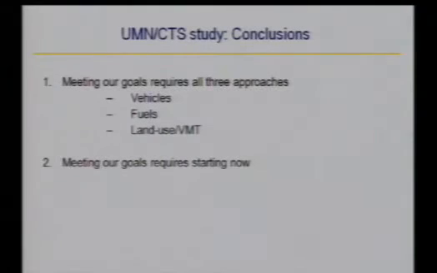So our main conclusions here are 2. The first is that meeting our goals requires all 3 approaches. We have to include land use and VMT on the table, not just vehicles and fuels. And the second thing, a clear thing that came from our modeling, is that meeting our goals requires starting now. That's very clear. We have the 2015 target coming up quite rapidly. If we delay for a few years, we are unlikely to meet that goal.